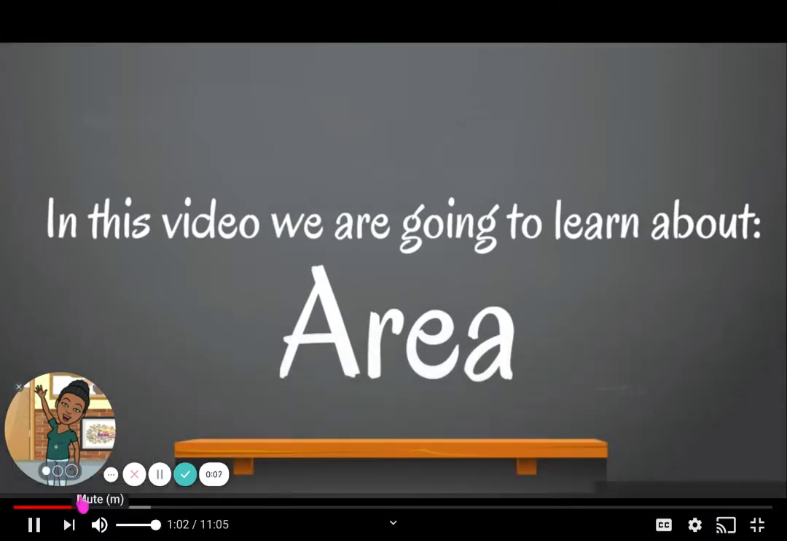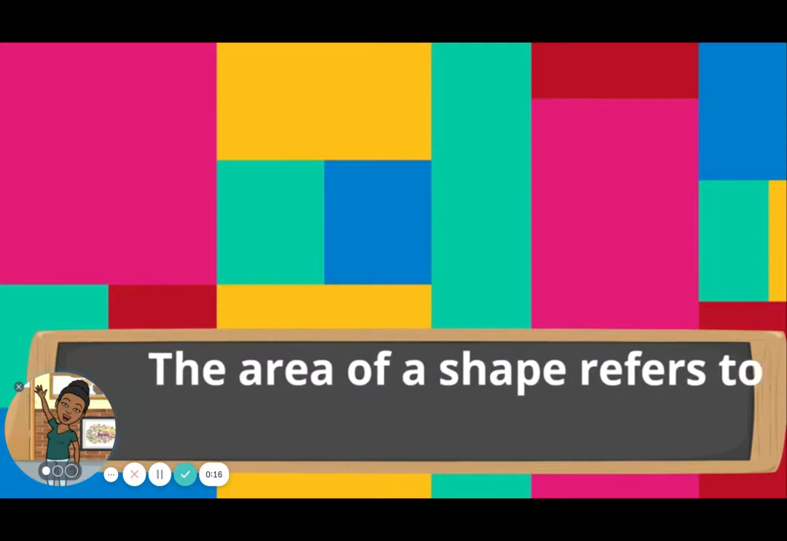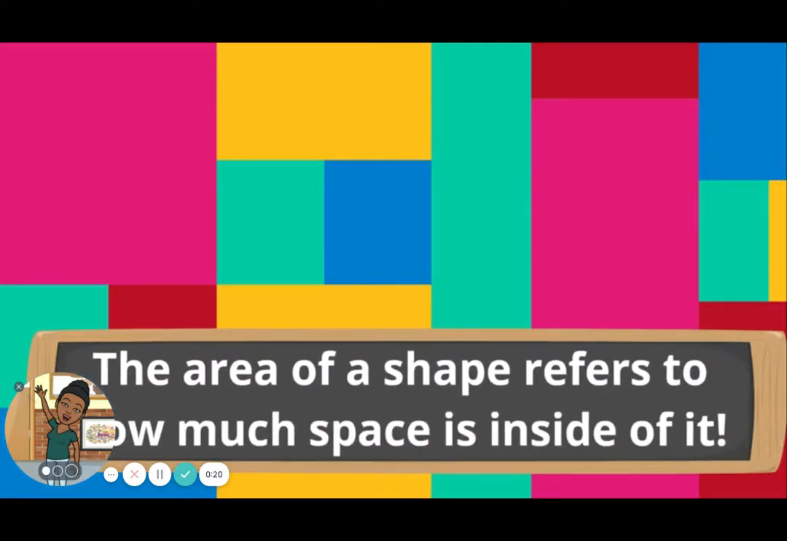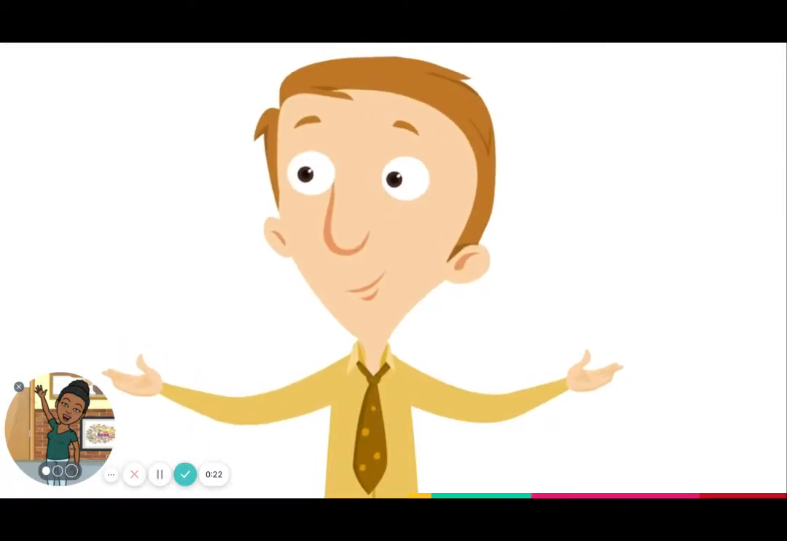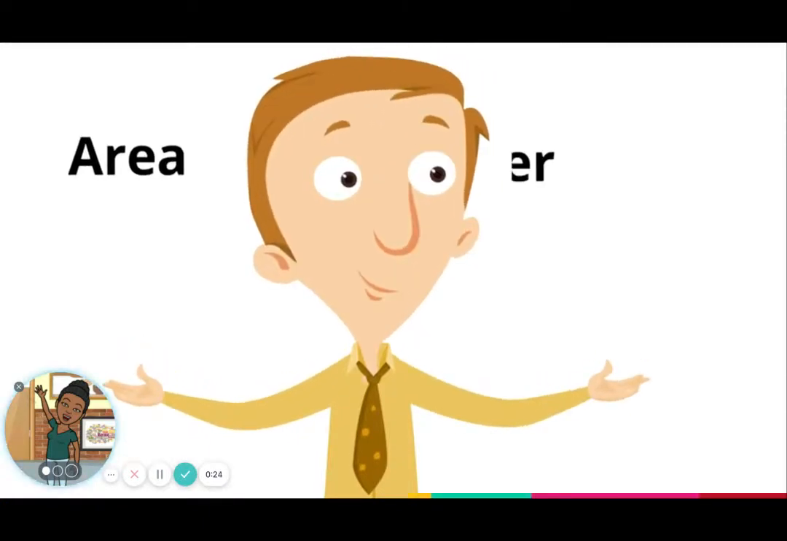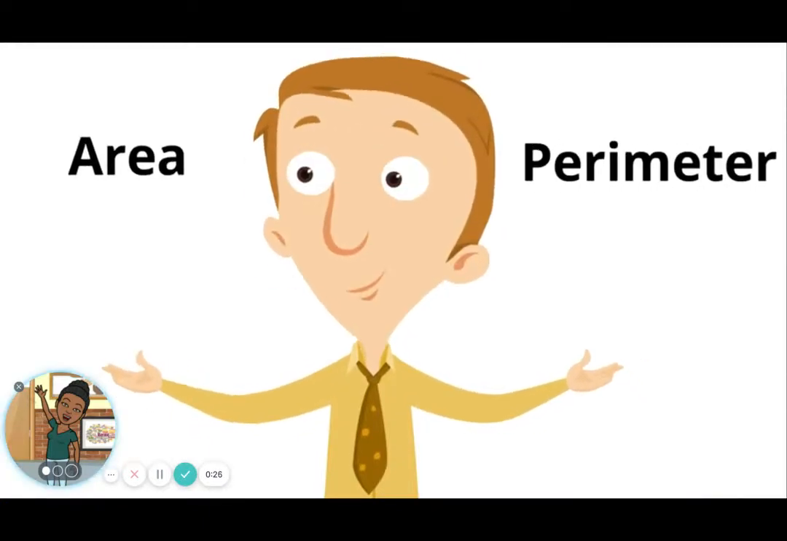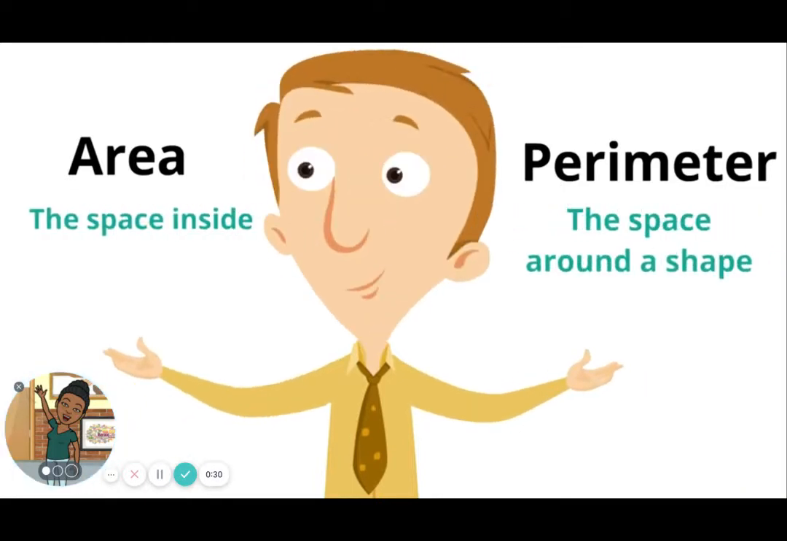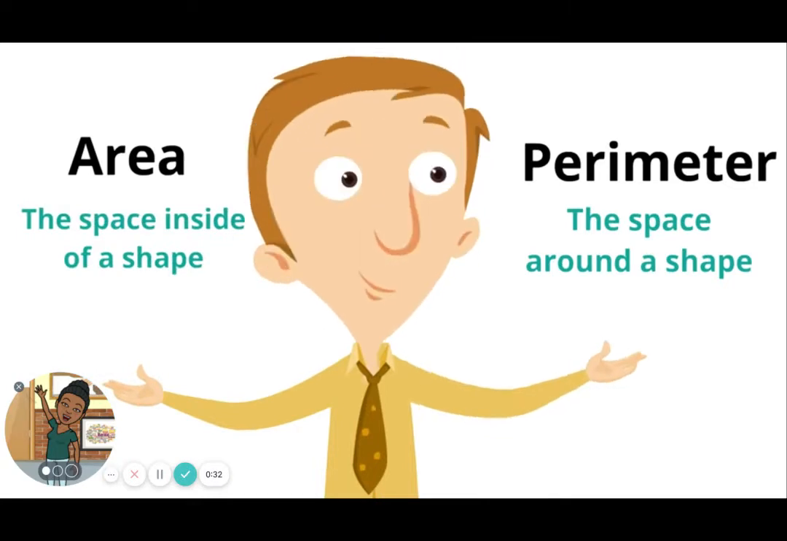We're going to learn about area. Area is something we can discover about shapes. The area of a shape refers to how much space is inside of it. Area is very different from perimeter. If you'll remember, perimeter is the space around a shape. Area is the space inside of a shape.